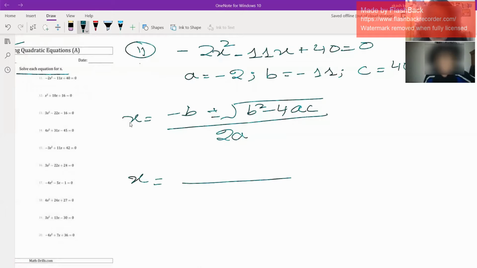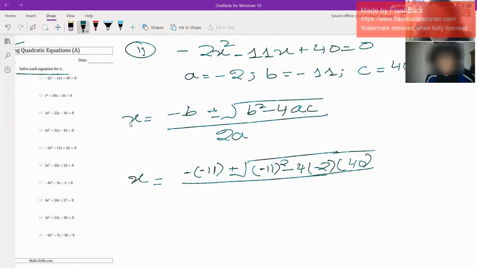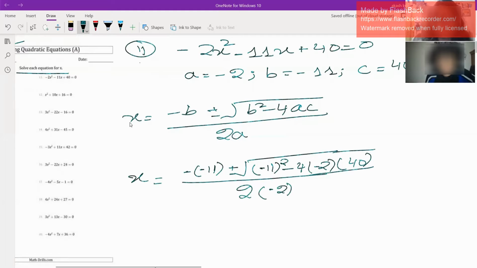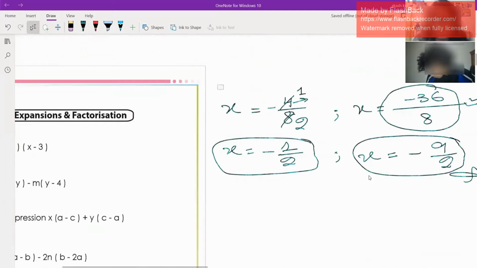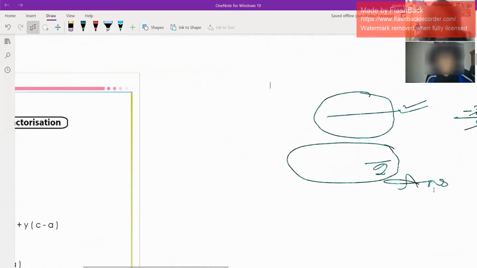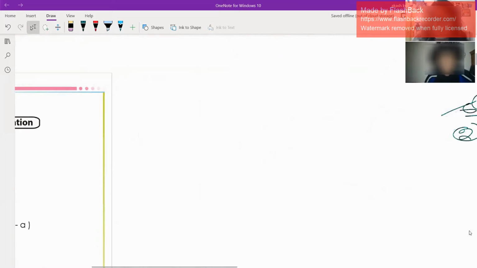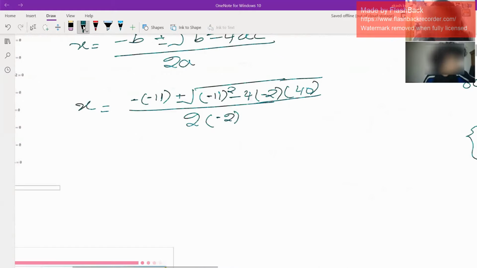X equals to, our B value is minus 11, plus minus B square, which is minus 11 square, minus 4. Our A value is minus 2, C value is 40, over 2A. A value is minus 2. So X equals to minus minus is plus 11.